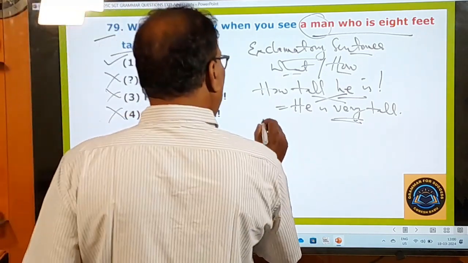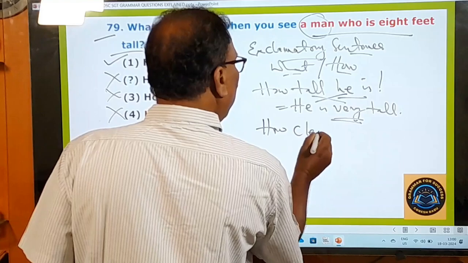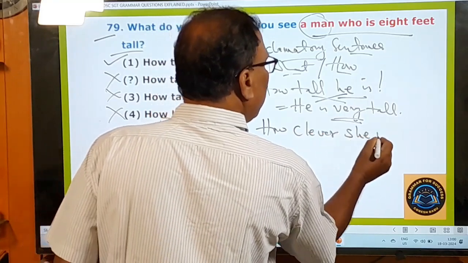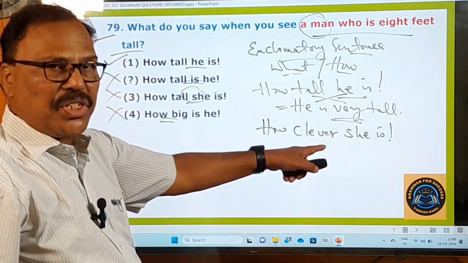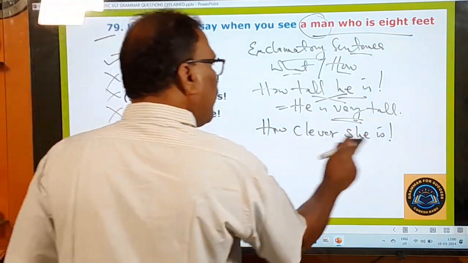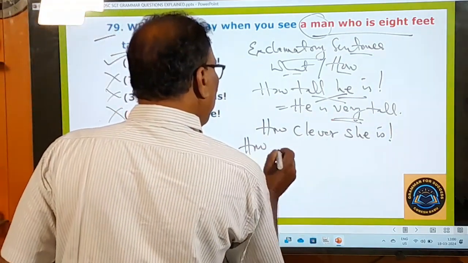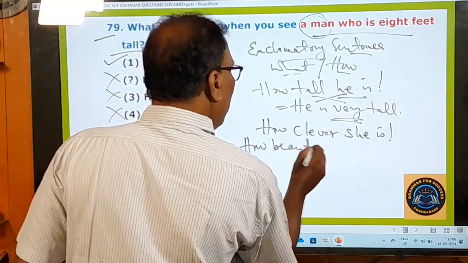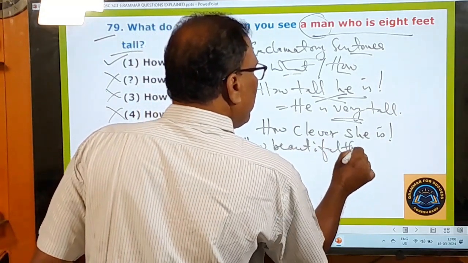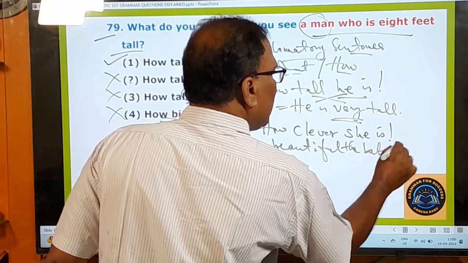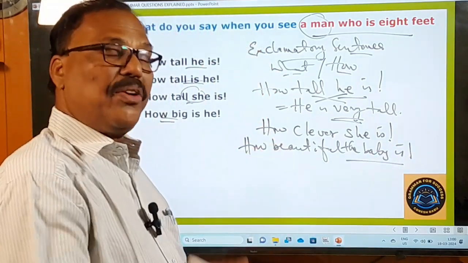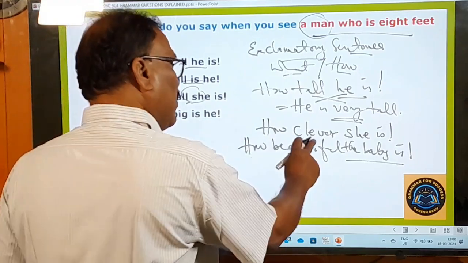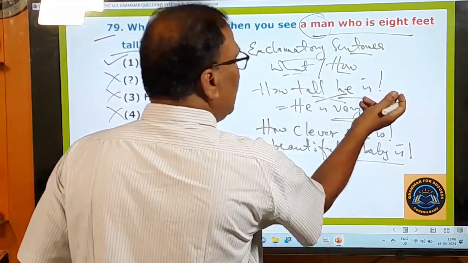How tall he is. You see, one more example. How clever she is. Don't say how clever is she. It's not a question. Therefore, how clever she is. Let me give you one more example. How beautiful the baby is. Don't say how beautiful is the baby. How beautiful the baby is, how clever she is, how tall he is.